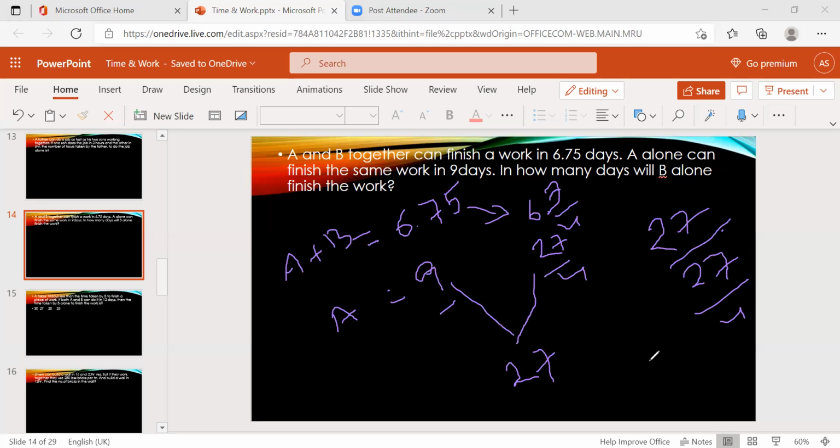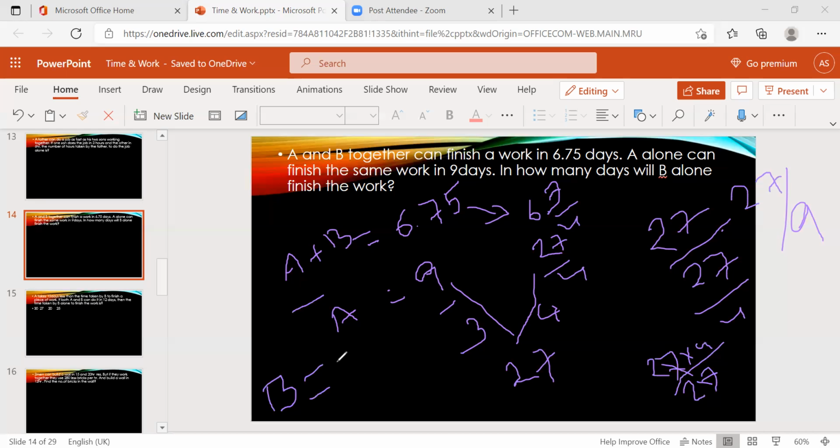Denominator is nothing but numerator, right? So 27 into 4 by 27, the 27 gets cancelled, and it is nothing but 4 apples in a day, both A plus B. And 27 by 9, it's 3. 3 apples in a day, A alone. So just subtract, we'll get B efficiency. A plus B efficiency is 4 and A efficiency only 3. Then 4 minus 3, B efficiency is 1.